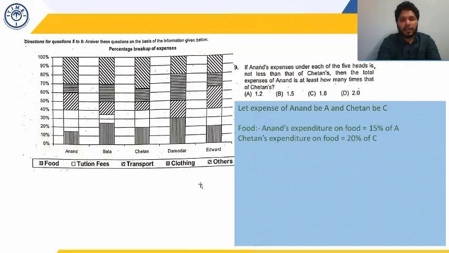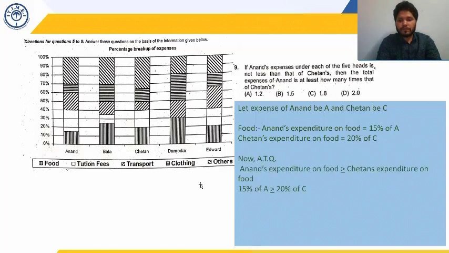What are the expenses of Anand on food and Chetan on food? Anand's expenditure on food is going to be 15% of Anand's total expenditure, as given by the graph. We can see Anand spent 15% of his total expenditure on food, and Chetan spends 20% of his total expenditure on food. And what is the condition to be satisfied? Anand's expense has to be greater than or equal to Chetan's expense on food. So Anand's expense, 15% of A, should be greater than or equal to 20% of C.